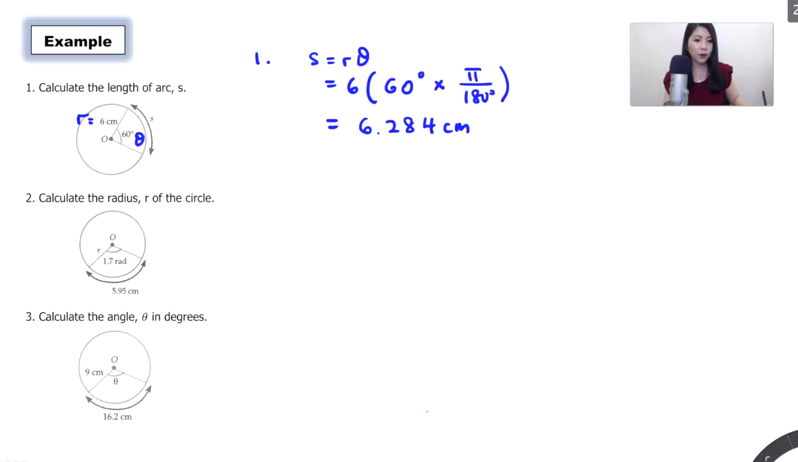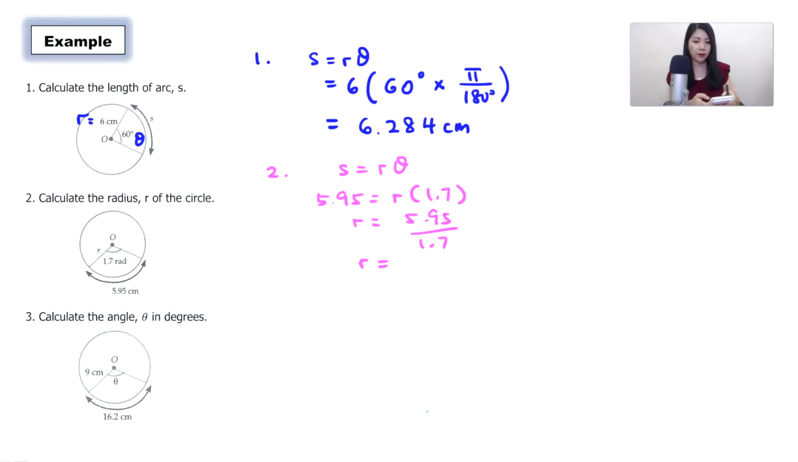Okay, now let's solve question number 2. Calculate the radius of the circle. We're going to use the same formula, S equals r theta. So S is equal to 5.95, r is r, and theta is 1.7. To find r, we're going to use 5.95 divided by 1.7. Let's calculate this, and we get 3.5 cm. So the answer for number 2 is 3.5 cm.